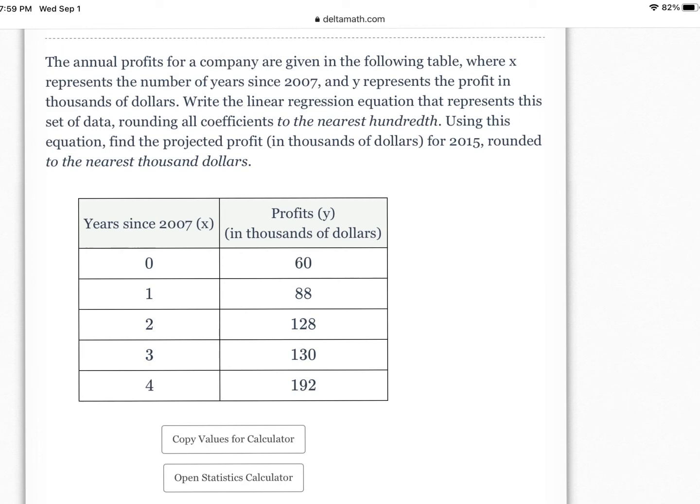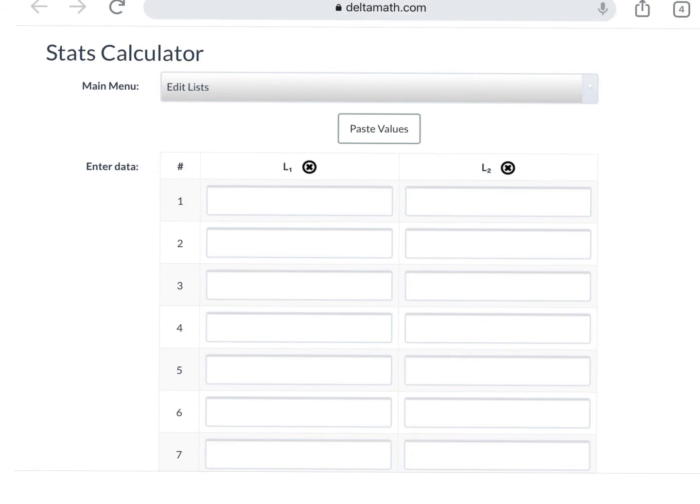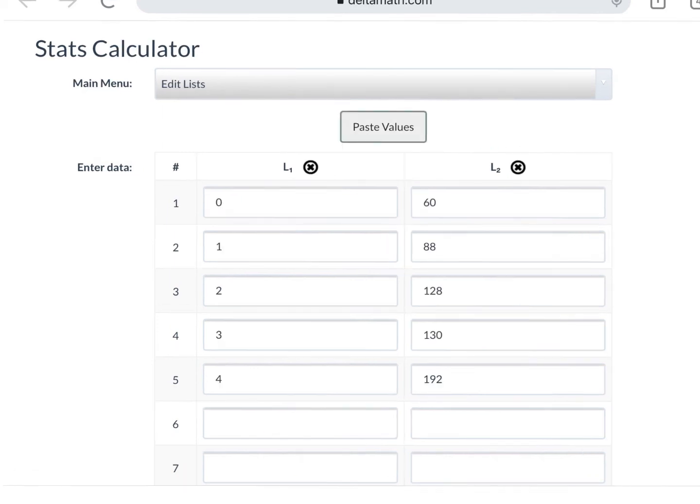So the first thing you're going to do is copy these values and then open your statistics calculator. Once you open your statistics calculator, this is what you're going to see, and you're going to see this menu up here, Edit Lists. You're going to do that right after you paste the values. So you've copied those values, you want to paste them. That's going to put X here, Y here. They call it L1, L2, the same as will be true in your graphing calculator. So here the values are pasted.